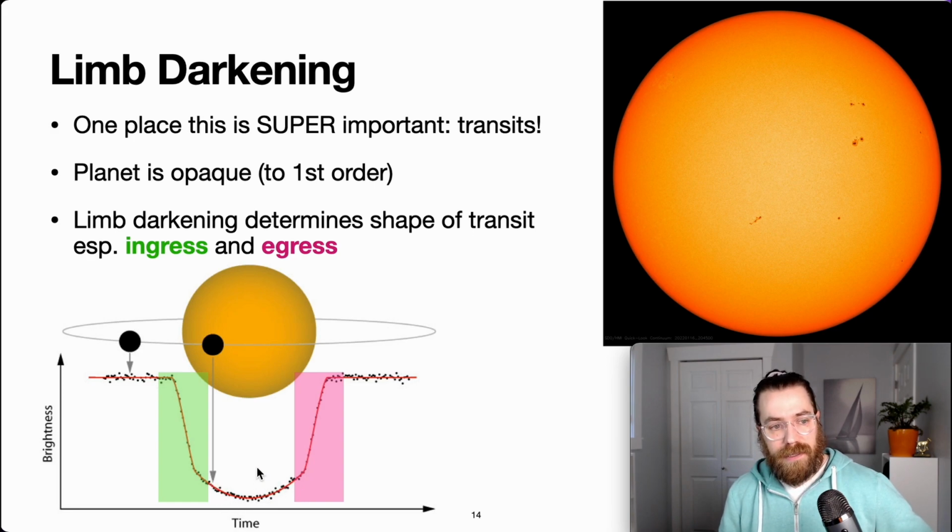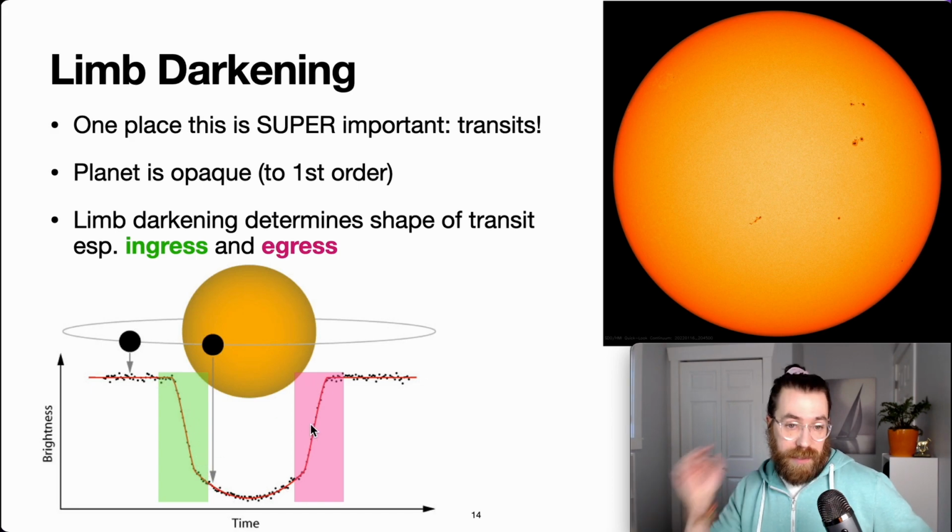So if your planet is very small, you might not be able to see this, but you will be able to see this ingress and this egress. So it is really important.